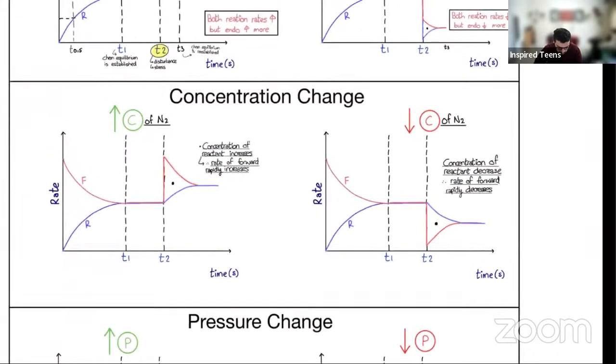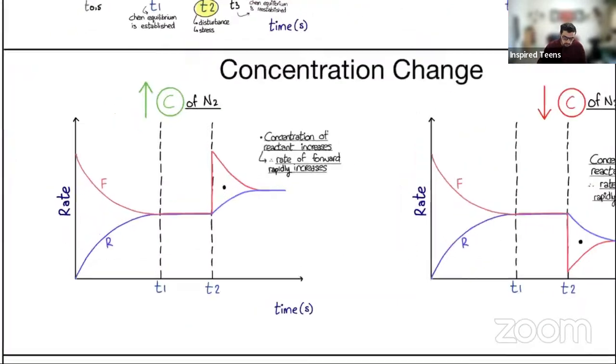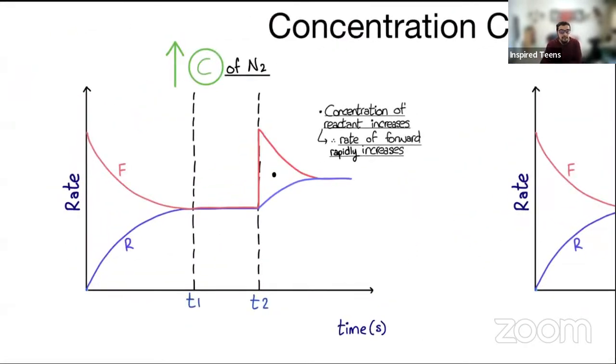Concentration versus time graph. Whichever reactant compound increases or decreases, the reaction that it affects either increases or decreases respectively. So in this case, we increase the concentration of a reactant. Therefore, the forward reaction's rate increases rapidly, because now you have extra reactants. So the forward reaction needs to be favored to use up those reactants to form products.